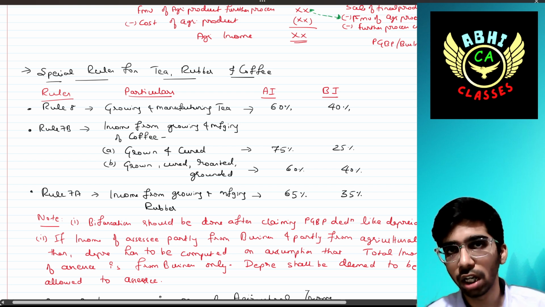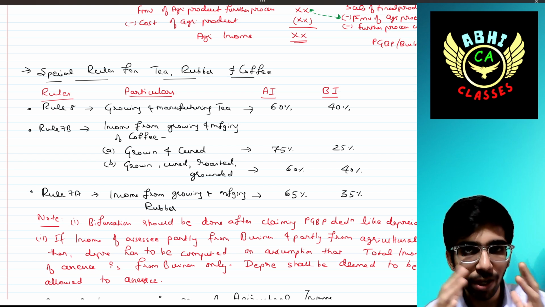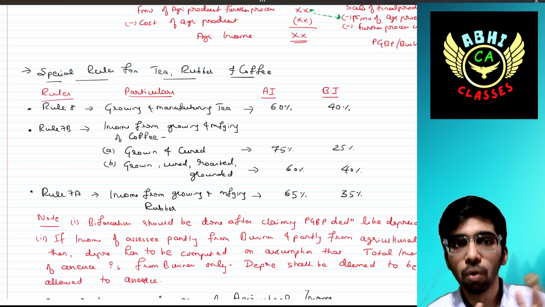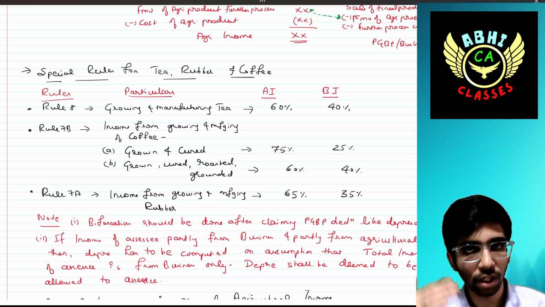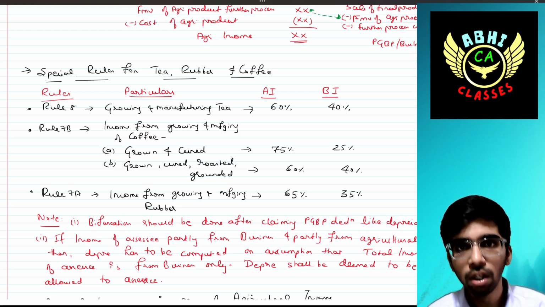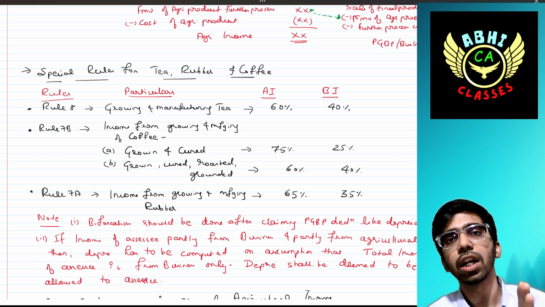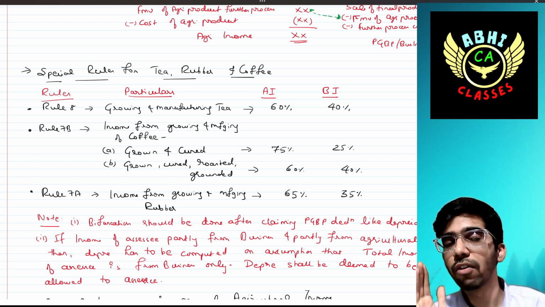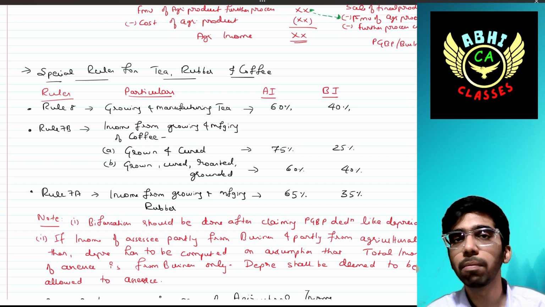Then special rules will be applicable for tea, rubber and coffee. If I am having the cultivation of tea, rubber and coffee and I am also trading that, then some special rules will be applicable. Rule 8 says that for growing and manufacturing of tea, the income should be apportioned between agriculture income and business income. Agriculture income will be 60%, business income will be 40%. If they are having 100 rupees, 60 is agriculture income, 40 is business income.